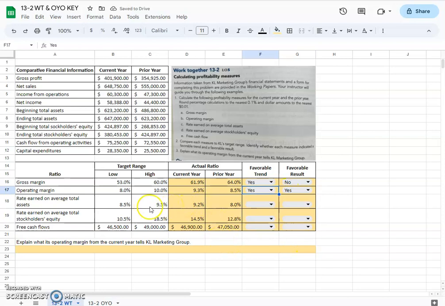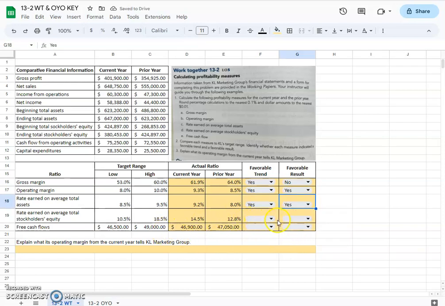Rate earned on average total assets. So we want to be between 8.5 and 9.5. Last year we were not. We were too low. But this year we're right there at 9.2, which is within the target range. So we'll say that that's both a favorable trend and a favorable result.